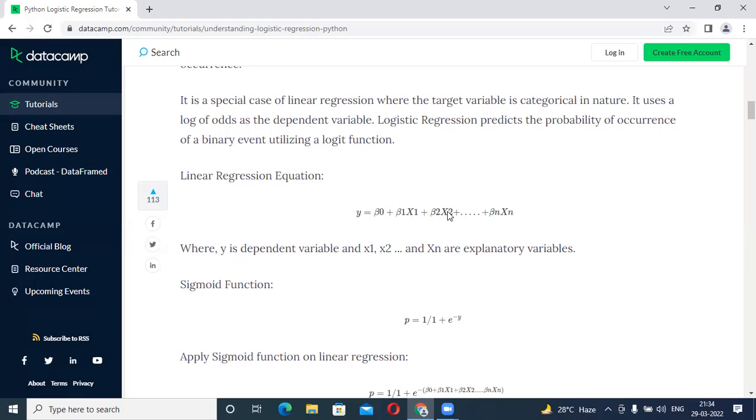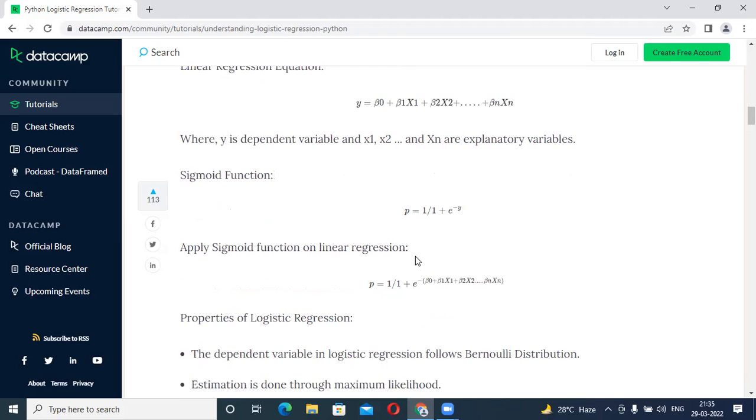It deals with linear regression analysis where y is the dependent variable and x1, x2 are the explanatory variables. With respect to the explanatory variables, I am establishing the linear regression model. So x1, x2, x3, up to xn are the predictor variables, and beta 0, beta 1, beta 2, beta 3, up to beta n are the coefficients of the predictor variables, and beta 0 is the intercept.